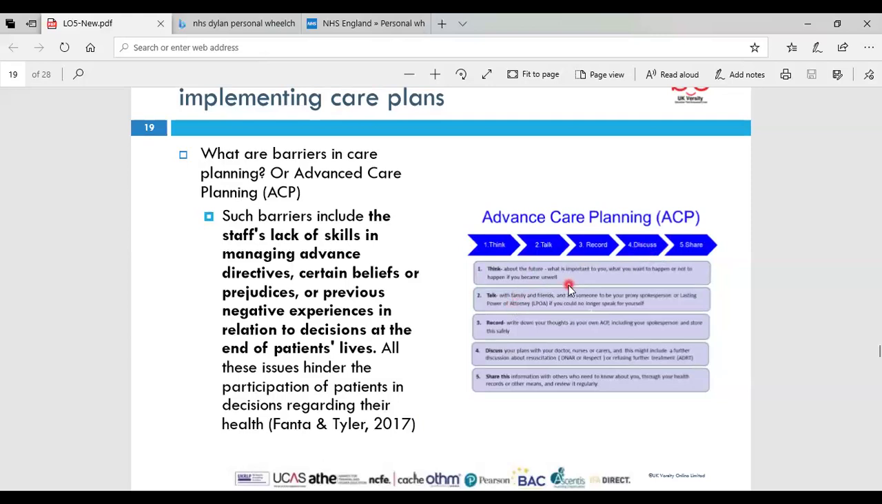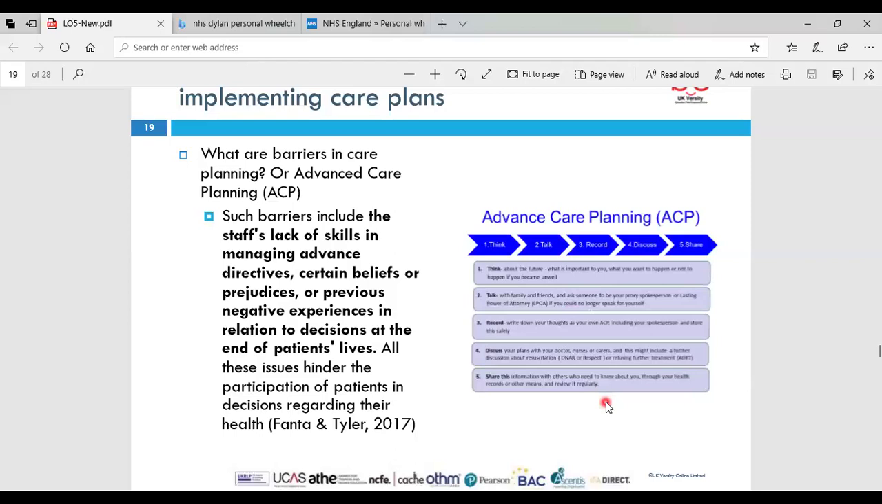So thinking about the future, what is important to them, what do they want to happen or not want to happen if they become unwell. Talking with family and friends is very important. And power of attorneys could be spoken about. Your wills could be spoken about. And recording their own thoughts as their own care planning, including a spokesperson, and storing this safely. Discussing their plans with their doctors or whoever's caring for them.